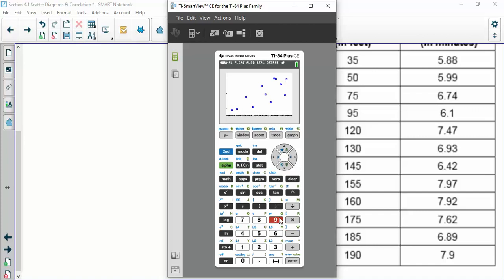If your window's weird, Zoom 9 will automatically zoom to wherever it is.